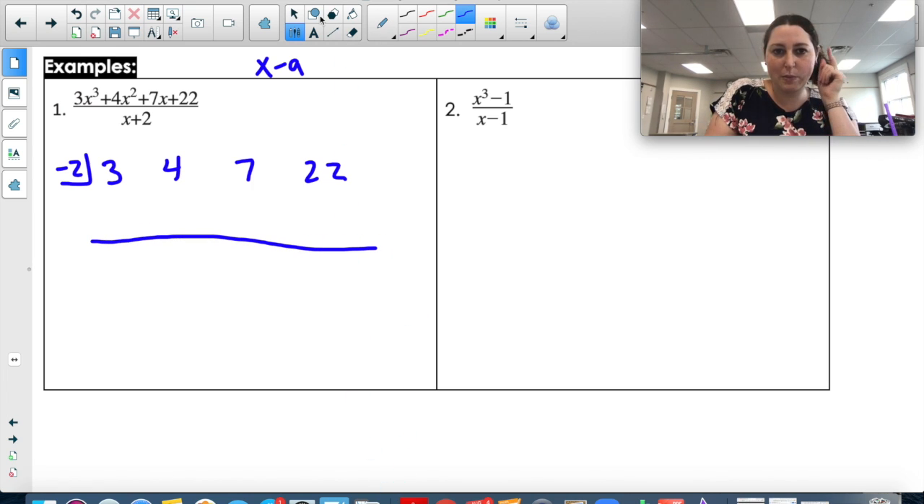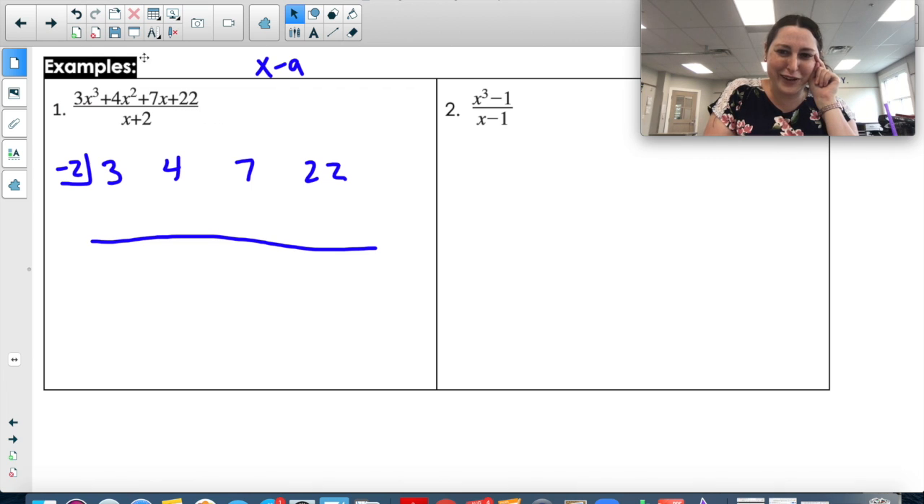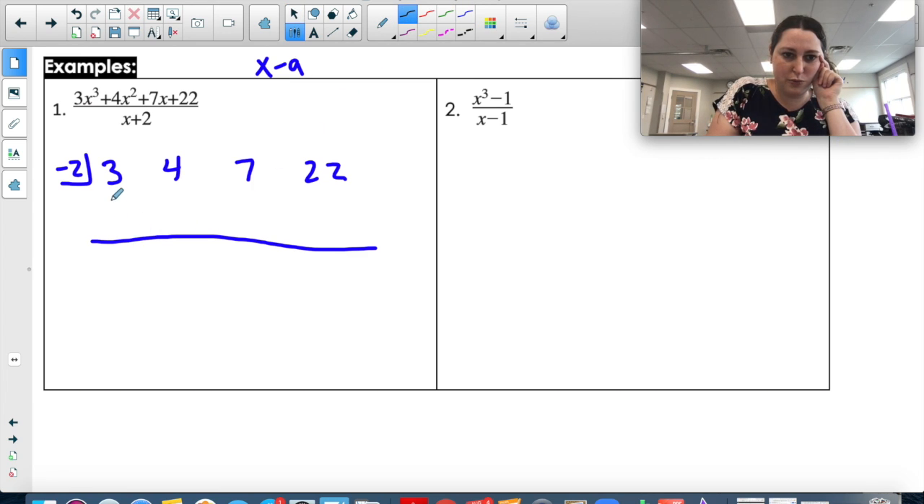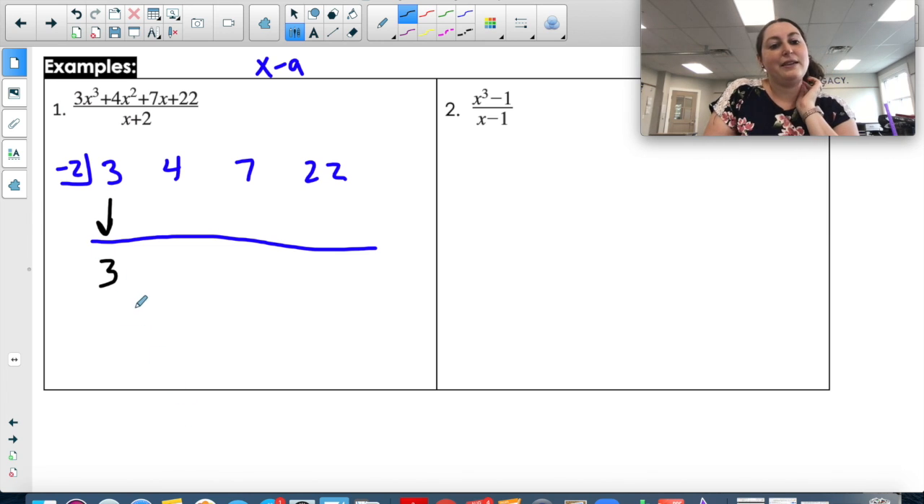I'm going to say those steps one more time. You put the opposite sign in the corner, then you write down the coefficients of your dividend, the thing you're being divided. You leave a space and draw a horizontal line. Then you bring down the first number. Then this is where it gets easy.